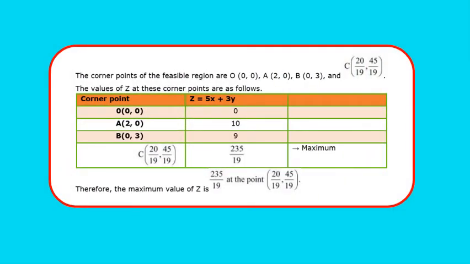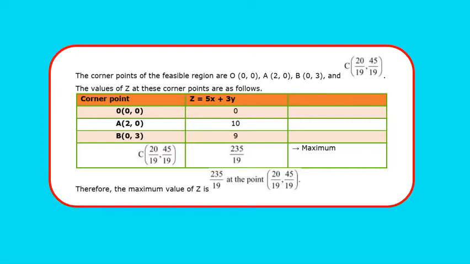So the corner points of the feasible region are O, that is (0, 0) origin, A, that is (2, 0), B, that is (0, 3), and C, that is (20/19, 45/19). Now we have to find the value of Z, 5x plus 3y, at these corner points. At O, origin, the value of Z is 0. At A (2, 0), the value of Z is 10. At B (0, 3), the value of Z is 9. At C (20/19, 45/19), the value of Z is 235/19.